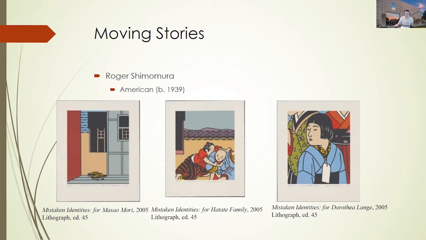So he did this series called Mistaken Identities. And these are lithographs, so they're not very big, but they represent different parts of Japanese life as he remembers seeing them in the internment camps.